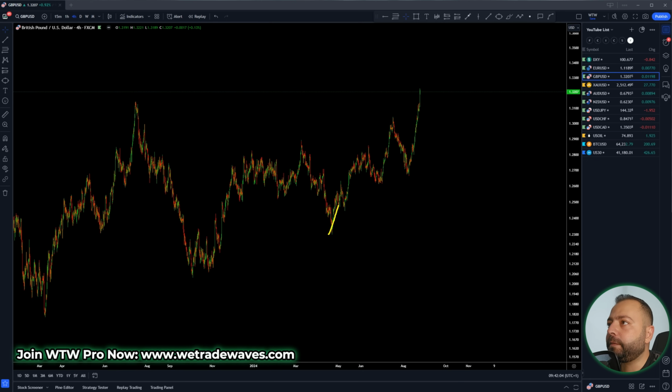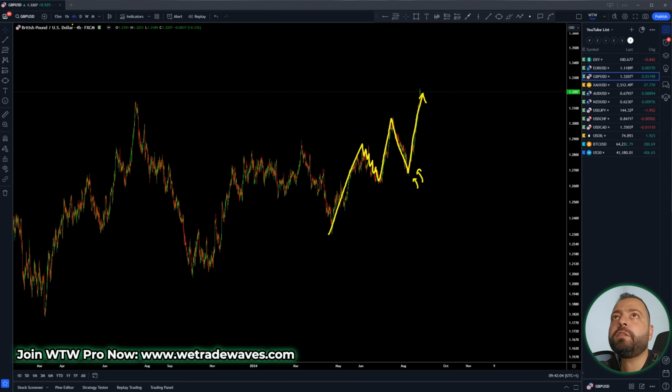This structure: up, corrective structure here, up, pull back, and then up again. This is a pattern that we teach internally. This is one of the trend following patterns that Weighted Wavers know as a textbook pattern. So that's why this was a perfect setup to the upside.